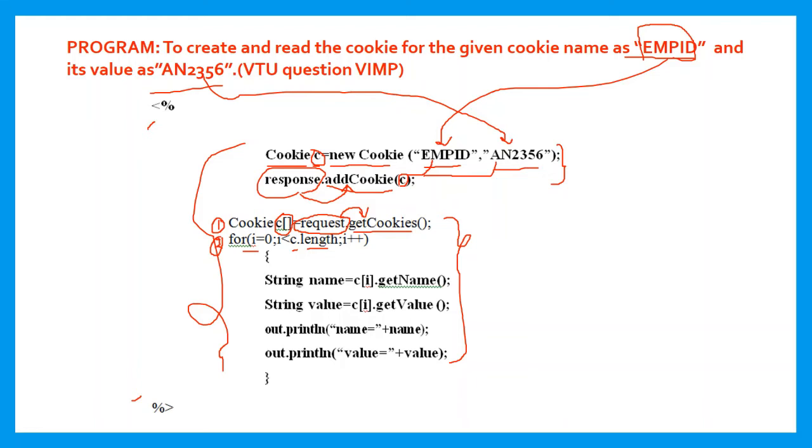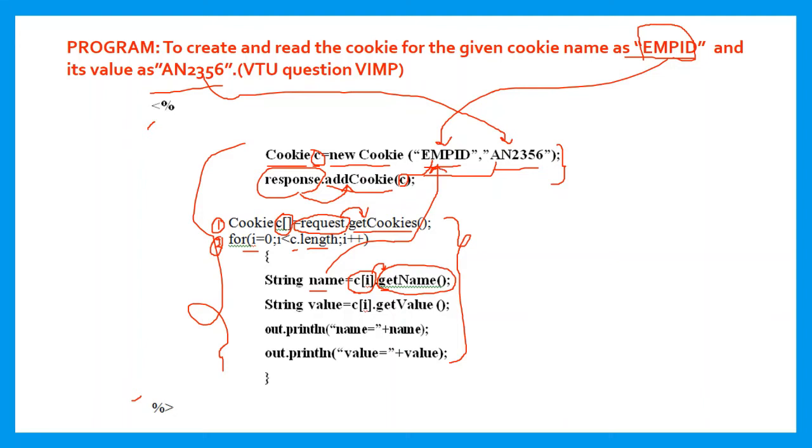In order to retrieve the cookie name from the browser, we will make use of a method called getName. getName is a method which is going to retrieve the cookie name from the browser. getName is a method belonging to the Cookie class. So with the help of a Cookie class object, I am invoking the getName method. The return value of the getName method is assigned to a String. The name contains employeeID.